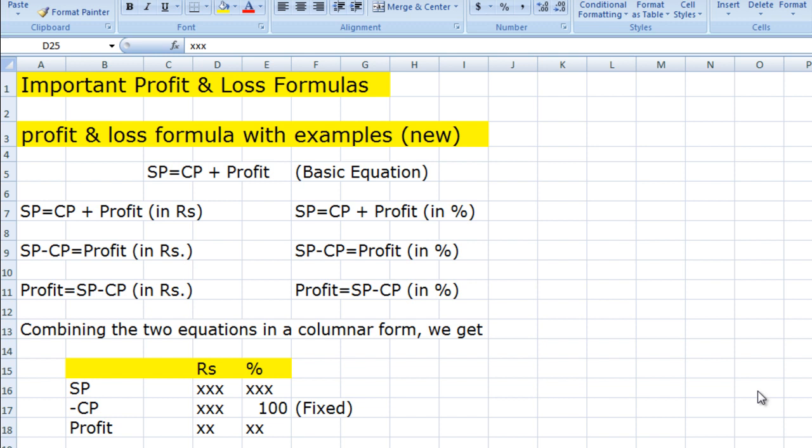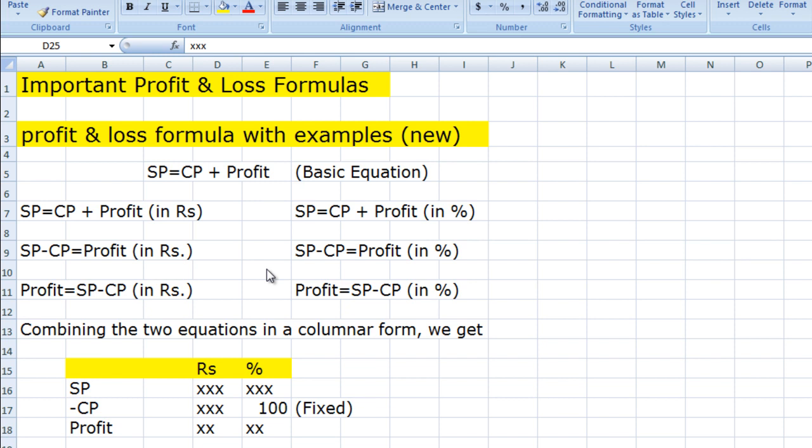We are going to see important formulas for profit and loss in this video. So we are going to see important profit and loss formulas. The profit and loss formula with examples in the new format is given in this video. The basic equation is SP is equal to CP plus profit.